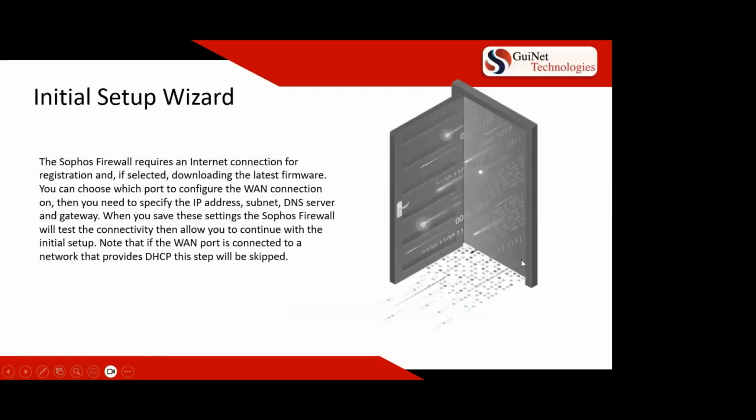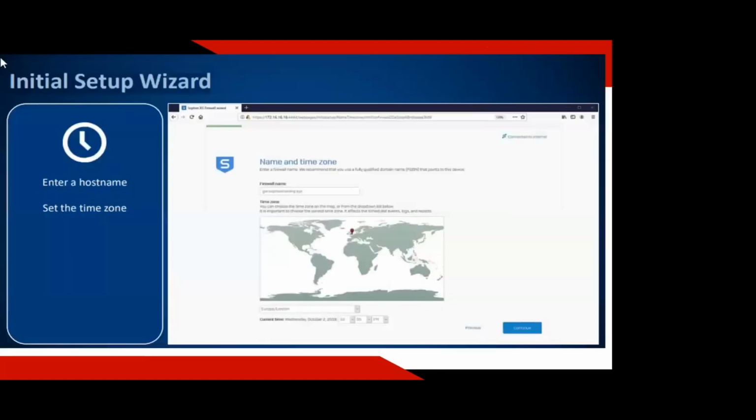Sophos Firewall requires an internet connection for registration and, if selected, for downloading the latest firmware. You can choose which port to configure as the WAN connection, and you need to specify the IP address, subnet, DNS server, and gateway. When you save the settings, the Sophos Firewall will test connectivity, then allow you to continue with the initial setup. Note that if the WAN port is connected to a network that provides DHCP, this step would be skipped. Right, the next page would be the name.